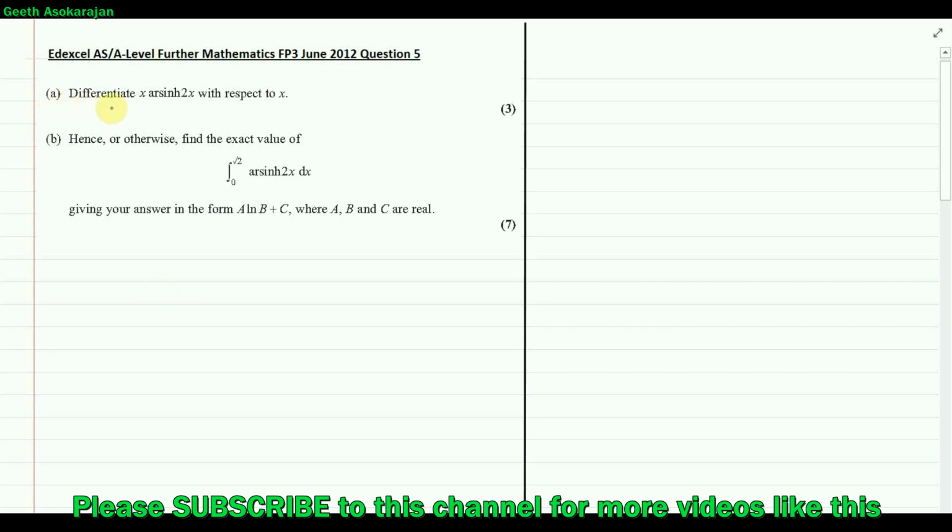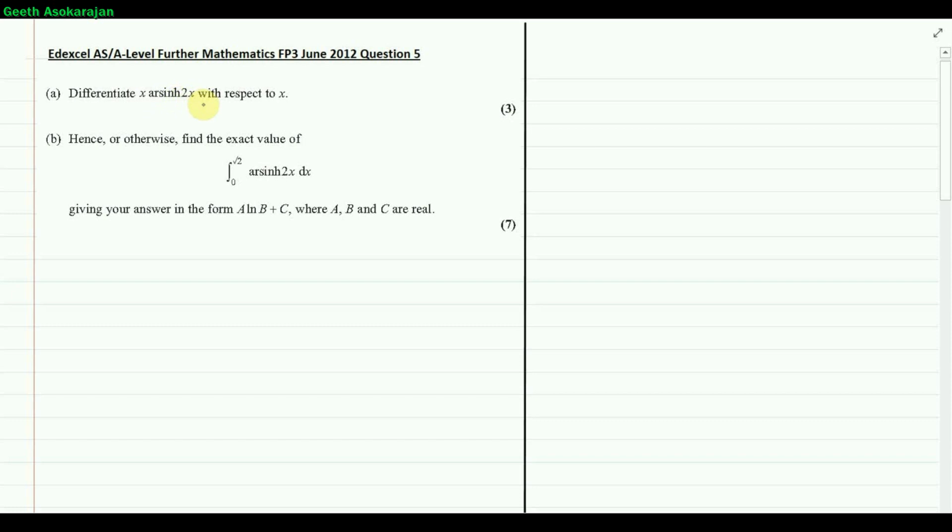Part A: differentiate x arsinh 2x with respect to x. So arsinh means the inverse hyperbolic sine of 2x. So let's differentiate that with respect to x. Let me copy down the function here. We have x, and instead of arsinh, let me write it out as hyperbolic sine inverse 2x.